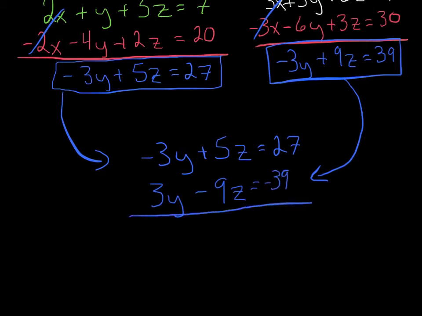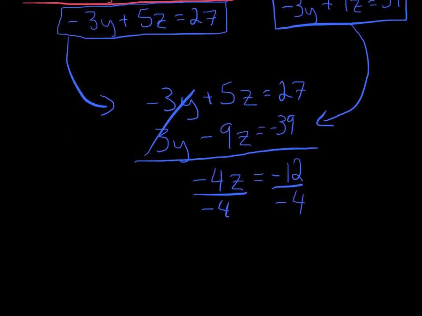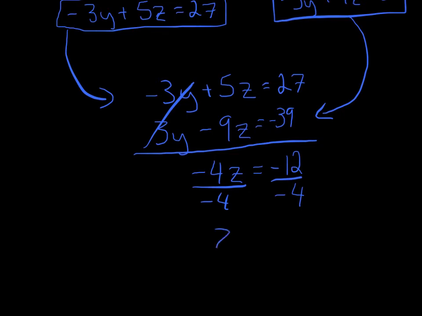And when I add those two equations together, the y's will now cancel out, and I'll be left with negative 4z is equal to negative 12. And now I divide by the coefficient of z, and I get z is equal to 3. So I found one variable.